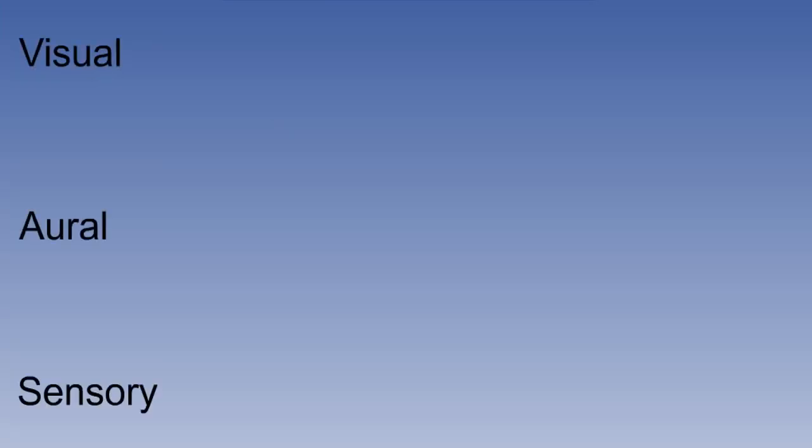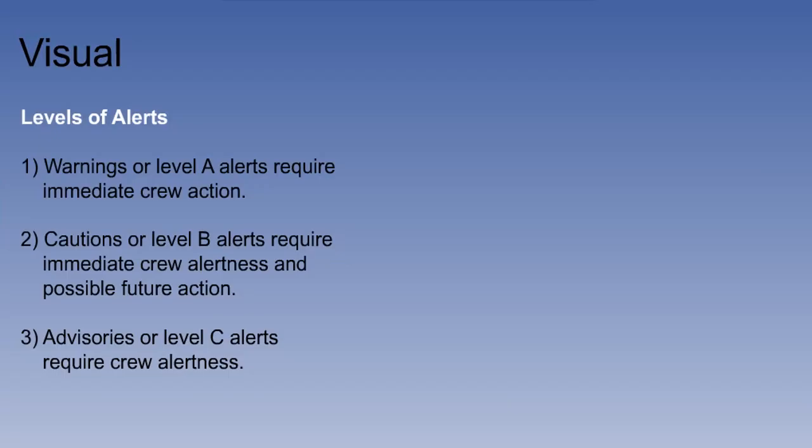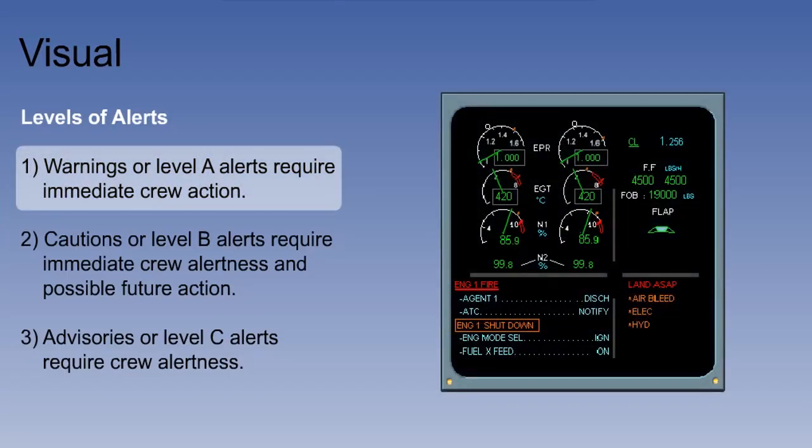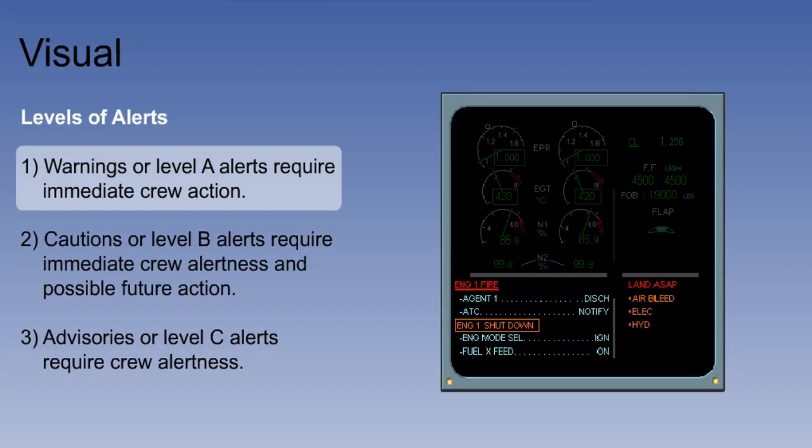Having very briefly discussed the flight warning system and its components, we will now examine in detail the three different types of warnings that are given to flight crew. The first of these are visual alerts, and there are actually three levels of visual alert. The first and highest is warnings, or level A alerts, which appear in red and must attract the crew's attention in sufficient time to take immediate action.